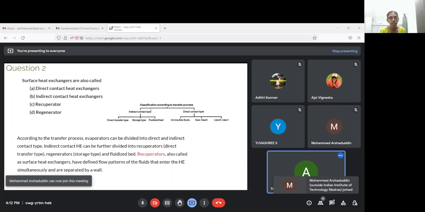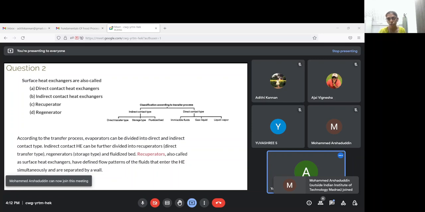So indirect contact type is actually a broad classification, and surface heat exchanger actually comes under direct transfer type, where your heat exchange happens from one fluid to another simultaneously through a wall or a pipe or anything. So these are known as recuperators. And the storage types are known as regenerators.